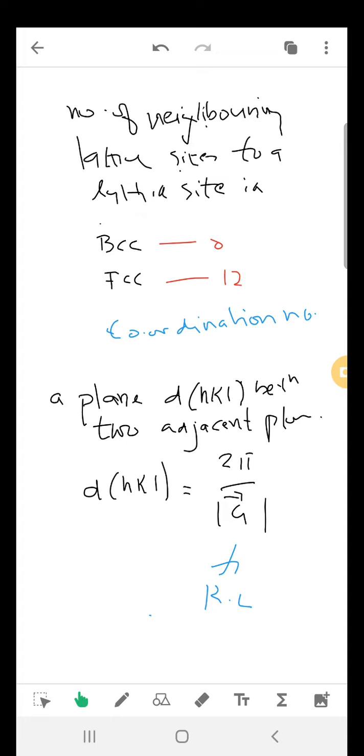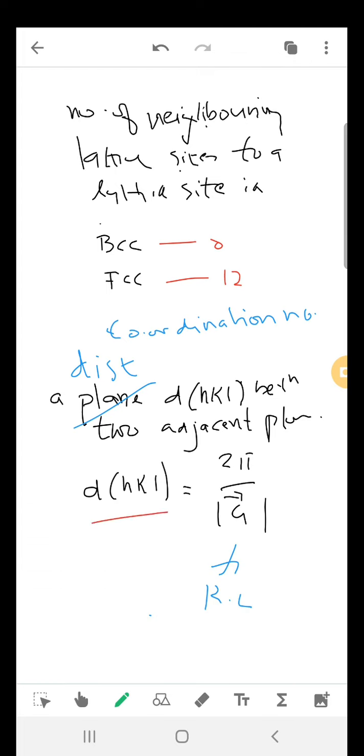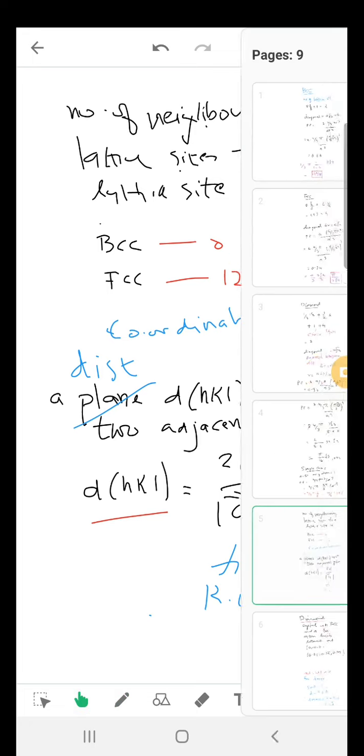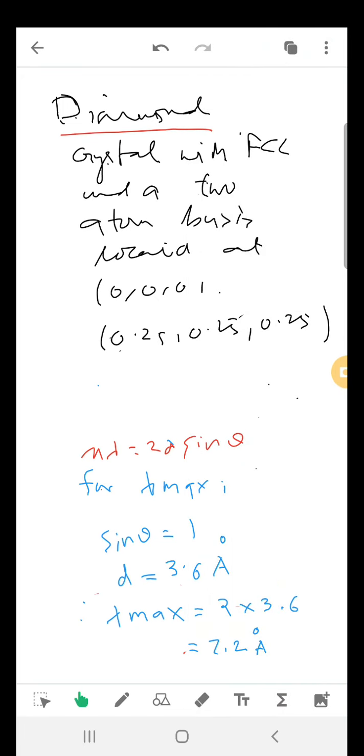And the distance between two adjacent Bragg planes is given as d_hkl, and it is equal to 2 pi by G, which is the reciprocal lattice vector. In the case of diamond, a crystal with FCC, which has 2 atom bases located at 0, 0, 0 and 0.25, 0.25, 0.25.